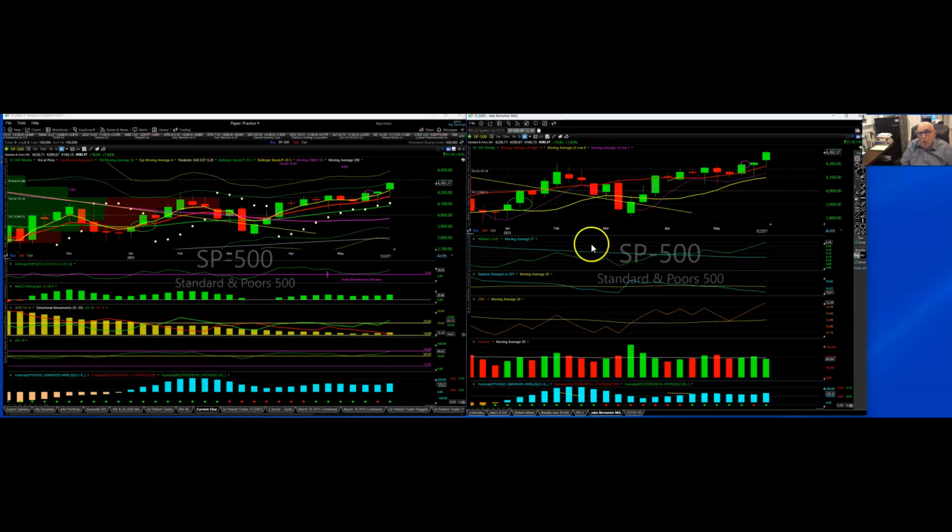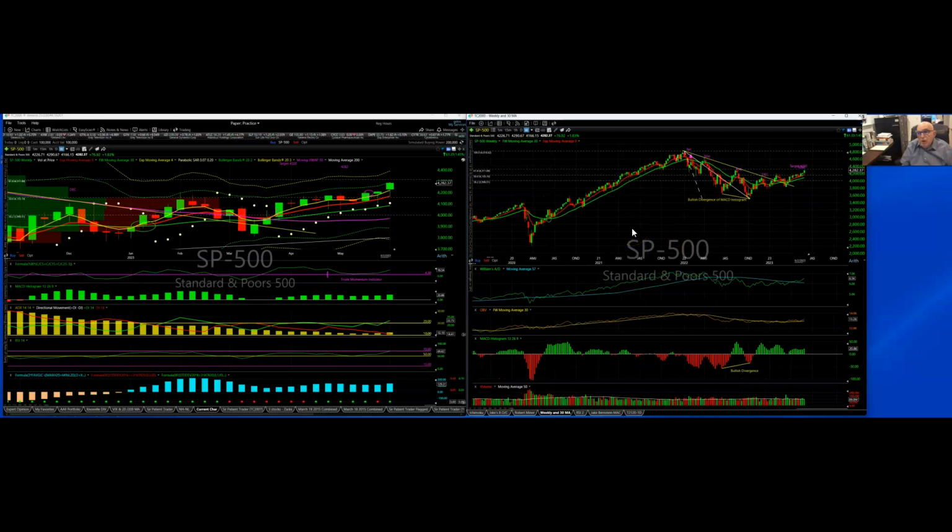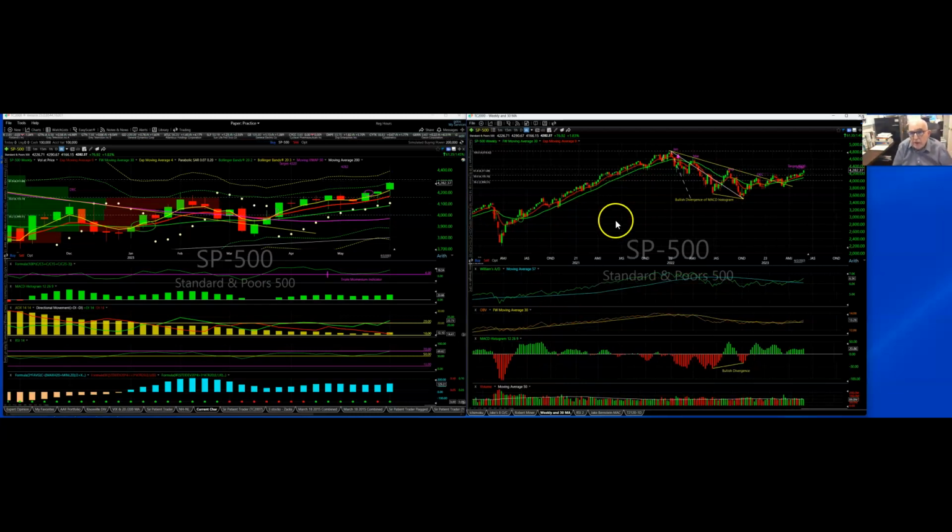So now before I leave weekly charts, I want to look at this chart. This is a chart that I introduced some time ago. And what it consists of is the S&P on a weekly, of course, and 2 moving averages.